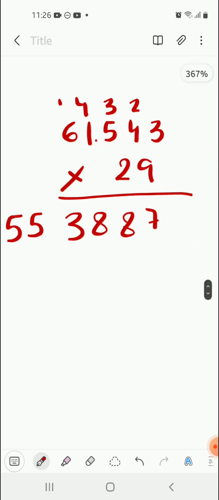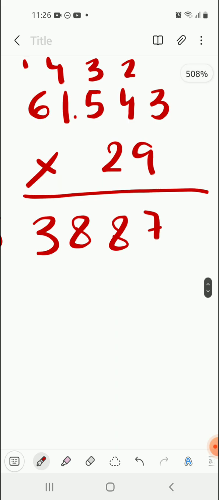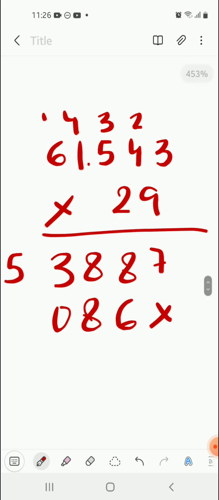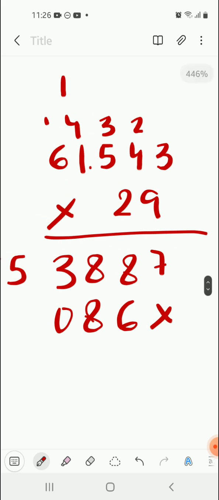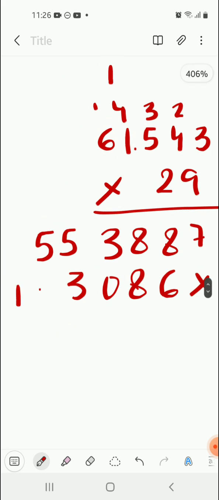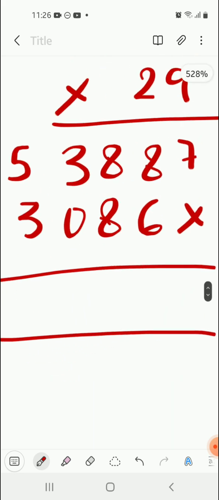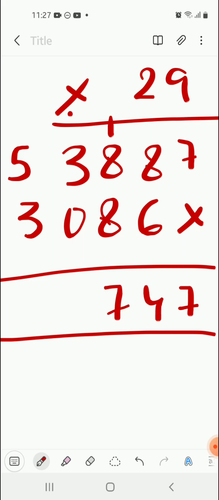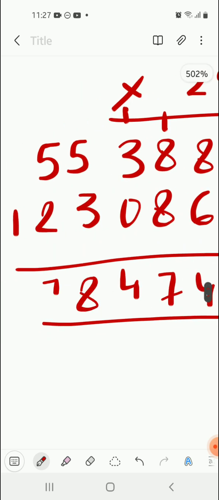Again, this is done. Now we will shift to the next number, that is 2. So 2 into 3 is 6. 2 4s are 8. 2 5s are 10. 2 1s are 2 plus 1, 3. 6 2s are 12. Simply add. 7 plus 0, 7. 8 plus 6, 14. 8 plus 8, 16 plus 1, 17. 3 plus 1, 4. 5 plus 3, 8. 5 plus 2, 7 and 1.